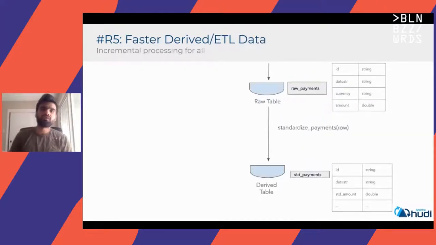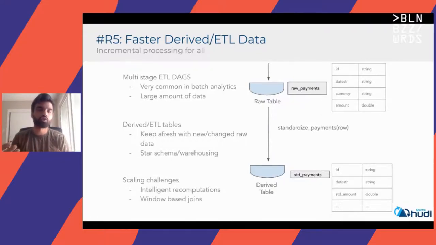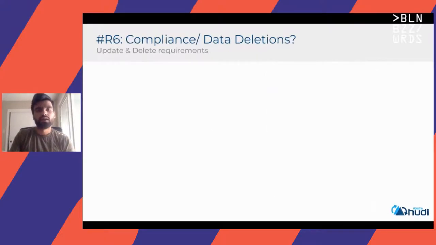The fifth requirement is around faster derived ETL data. Now think about how you have this unstructured data that you've ingested onto your data lake, and you essentially want to perform some derived analysis on this data. For example, you have a raw payments table, and you want to standardize these payments across, let's say, multiple cities and multiple countries, and you want to develop a derived table on top of that. These kinds of pipelines generally involve multiple stage ETLs, very common in batch analytics, and read a fairly large amount of data. One of the problems with working with derived datasets is how do you keep them fresh as your upstream data is changing, and how do you scale them as you want to do recomputations and window joins?